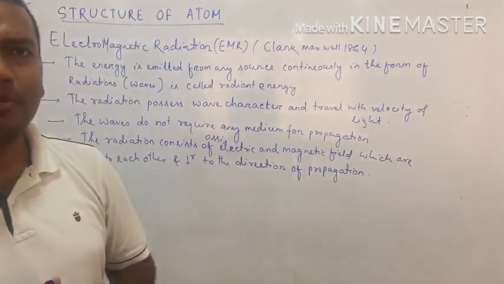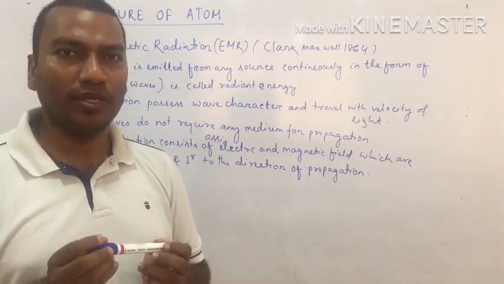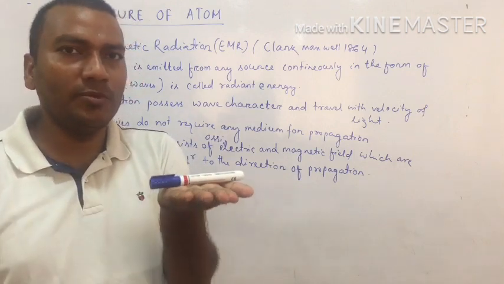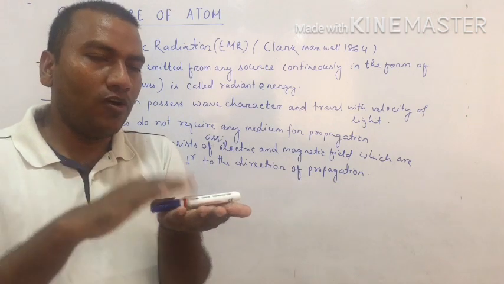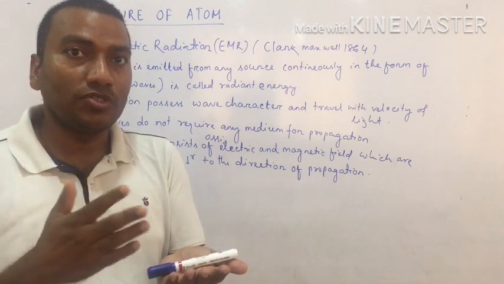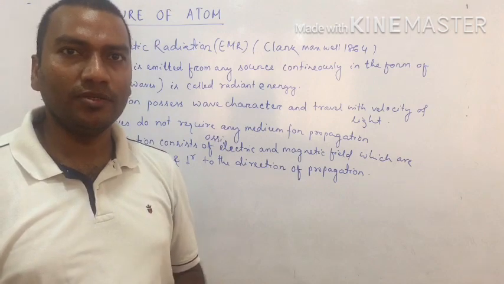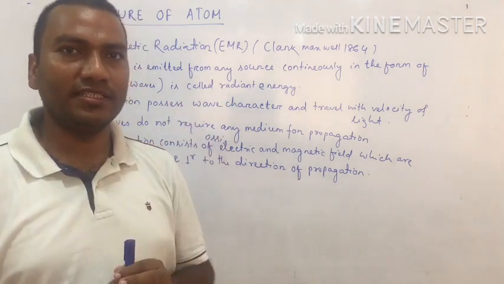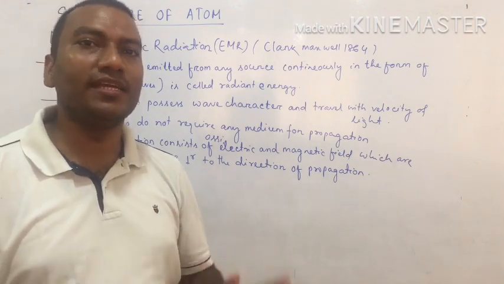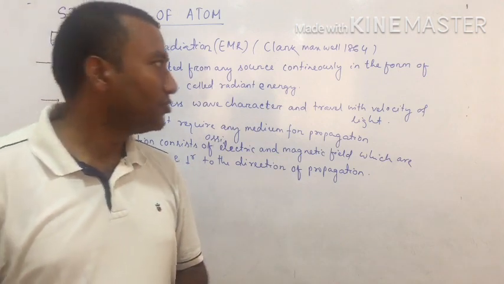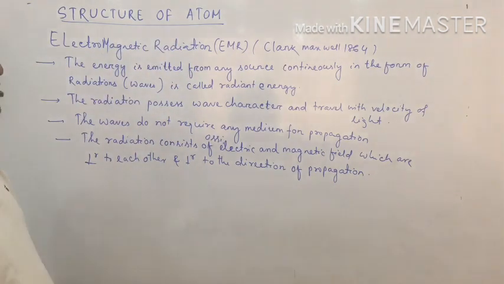Suppose, for example, if we take one hot iron rod and place it anywhere, then we can say the hot iron rod loses heat energy, yes or no? So that's why any substance in the universe radiates some energy. This is called radiant energy. So what are the different postulates of electromagnetic radiation theory?